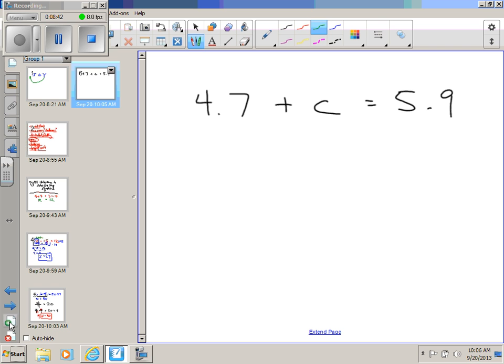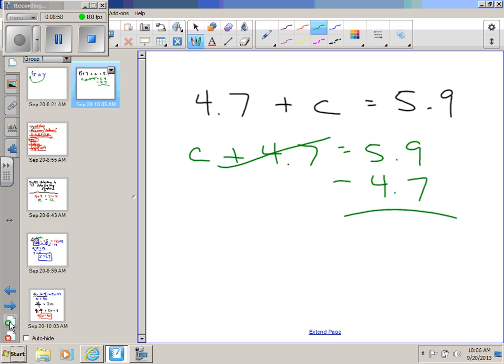Commutative property says we can add in any order. All right. Can I switch this around and have it mean the same thing? Sure. So then what's the opposite of adding 4.7? Subtracting it from both sides. When I subtract with decimals, I need to make sure I line everything up. And do I end up with the 1.2 that was suggested? I do. Okay.